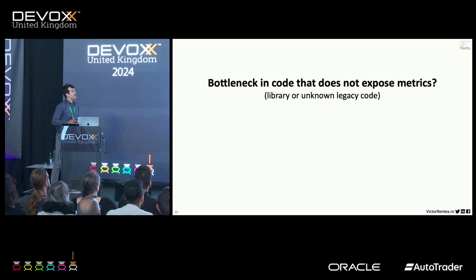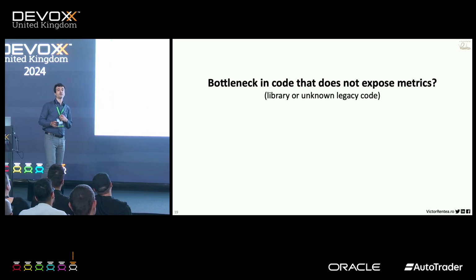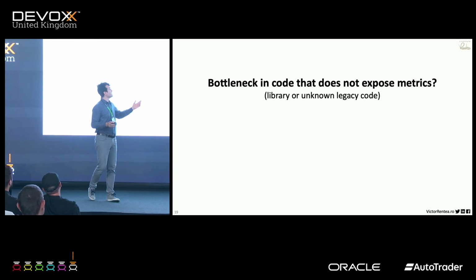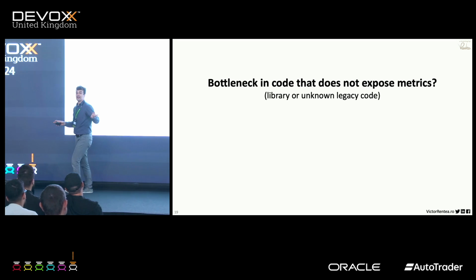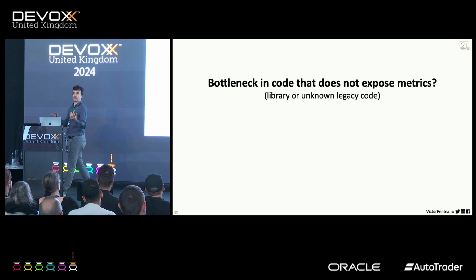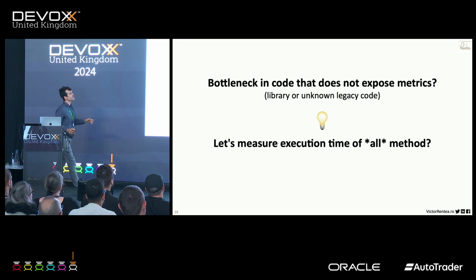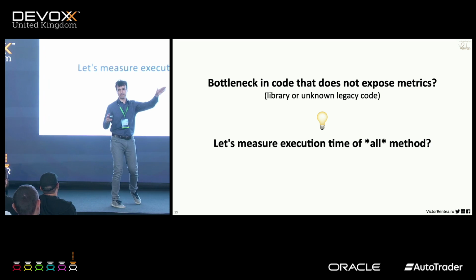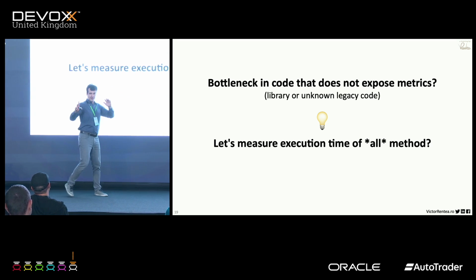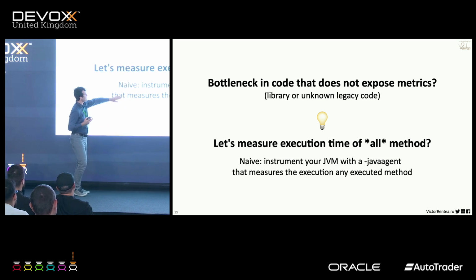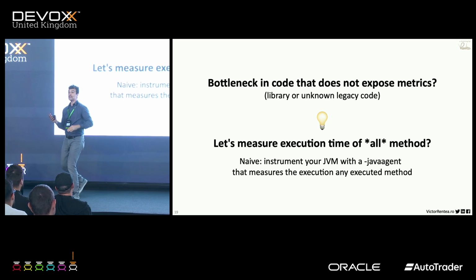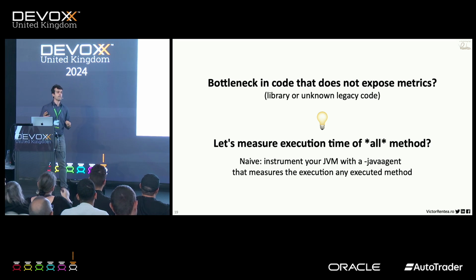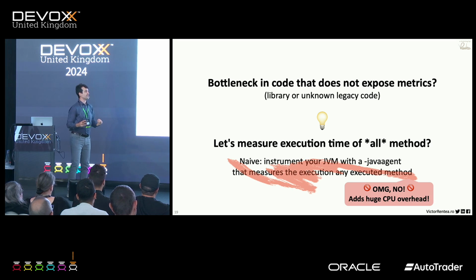Okay? But if the bottleneck does not happen in code which exposes metrics, for example, in a dark library or in some legacy code that you don't have a clue about, in that case, you can't really use metrics, so what can we do? One naive idea would be to measure the execution time of every single method in the JVM. And let me tell you what some geek can do one day. You can instrument your JVM with an agent, and you can literally intercept every single method call in your JVM. Don't ever do that, please.